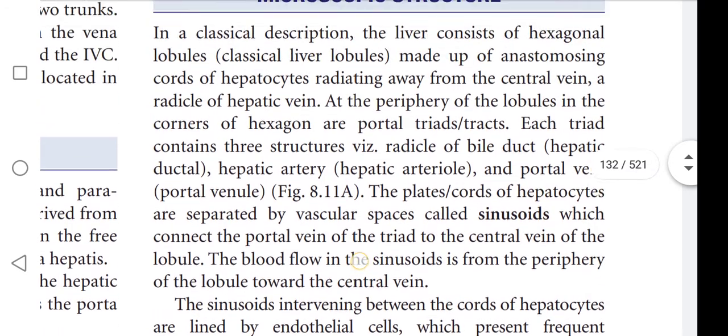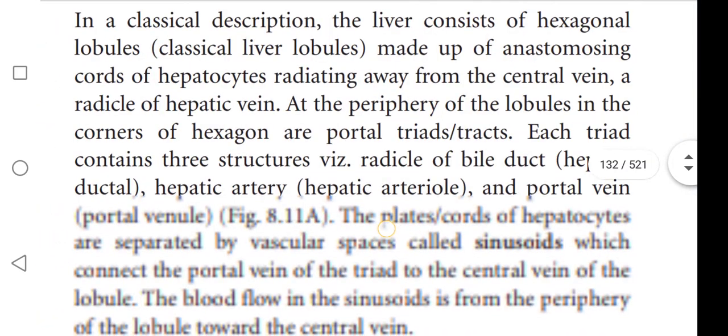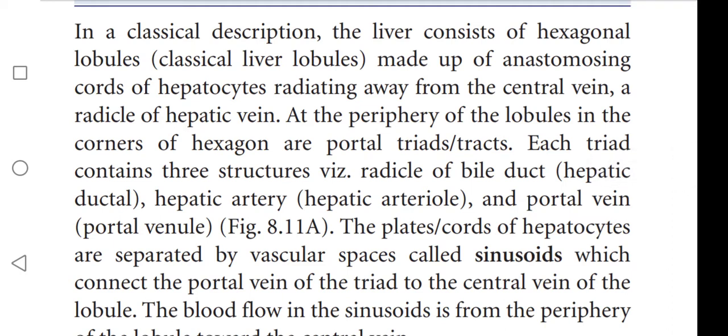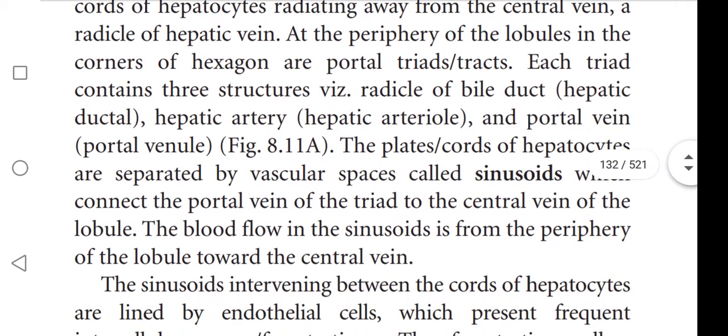Next, what they say: the plates or cords of hepatocytes are separated by vascular spaces called sinusoids, which connect the portal vein of the triad to the central vein of the lobule.